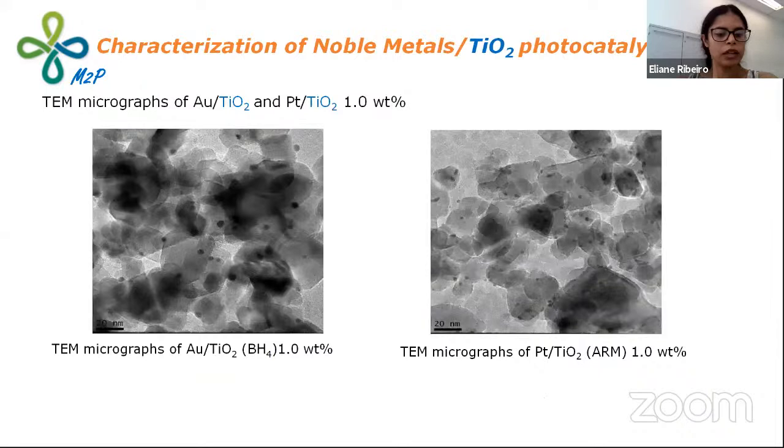In order to determine the size and morphology of the nanoparticles, TEM images were conducted. The gold sample was analyzed, and it could be seen in the micrographs the presence of black dots corresponding to gold nanoparticles well dispersed on titanium dioxide, showing sizes in a range of 3 and 6 nanometers. The same profile was observed for platinum titanium dioxide photocatalysts, with these nanoparticles showing sizes in the range of 2 and 4 nanometers.